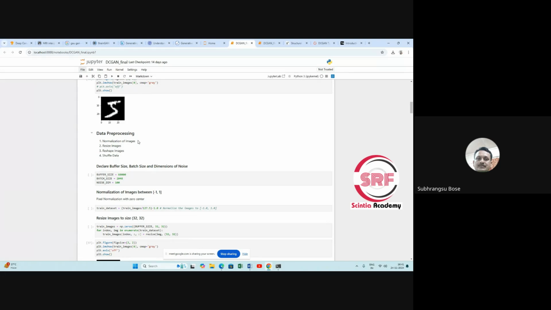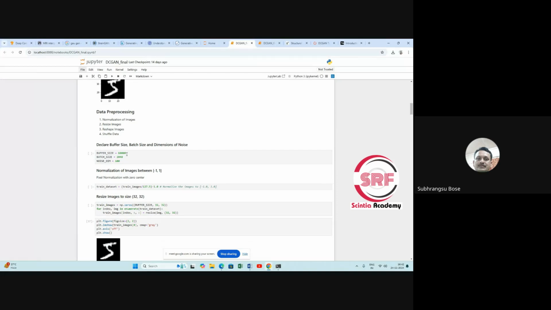The first step in any image processing case, not only for GAN, is to follow normalization of the image, then resize of the image, then reshape of the image, and then shuffle. These 4 steps are common for all image processing. How to normalize? First, I take some amount of images, not the full set, because with poor RAM it is not possible to process all the data.